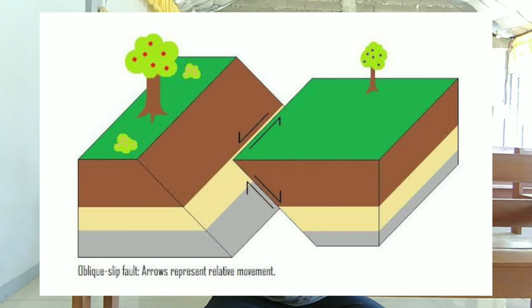And lastly is the oblique slip. It is a fault that moves parallel to the strike or dip of the fault plane. And as I understand, and as you can see in the picture, it is more likely a combination of normal fault and strike slip fault that moves parallel to the strike or dip of the fault plane.